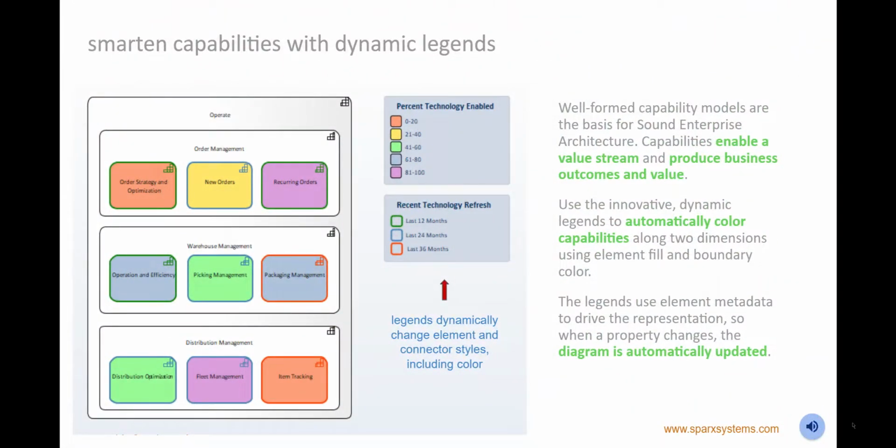Make capabilities smart, by showing information about the capabilities in 2 dimensions using dynamic legends that automatically color the diagram. Bring your capabilities to life using built-in or user-defined properties such as priority, business criticality, and technology enablement. Watch as the tool dynamically updates diagrams in response to changes in element properties.